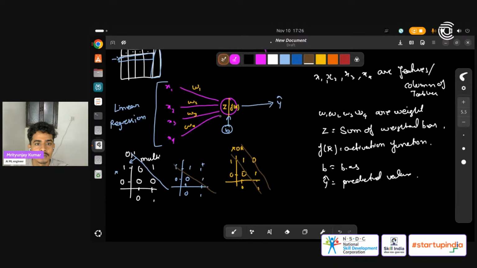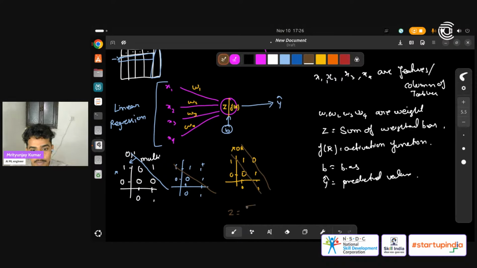What is Z? What does Z do? Z is nothing but a summation of the multiplication of each feature with its weight. Each feature has its own weight, you can see here, right? Each feature with its weight, and an extra addition, plus the bias.